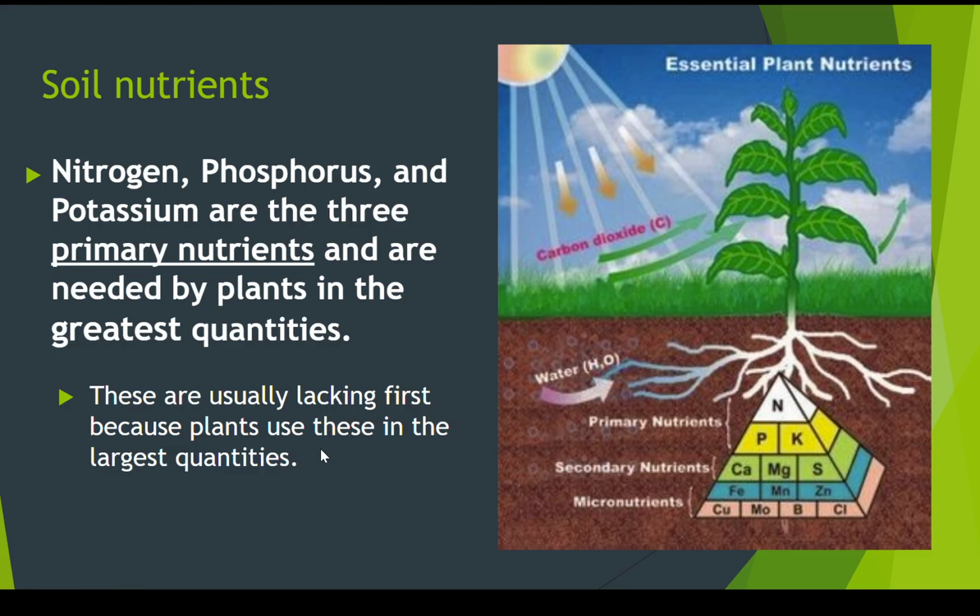Let's talk about those macronutrients. We've got nitrogen, phosphorus, and potassium. Nitrogen is that N on your diagram. Phosphorus is that P on your diagram. And potassium is K. These are all primary nutrients, and they're found on the periodic table like you learned in chemistry. We need these in the greatest amounts. And usually when we see a plant starting to turn yellow and brown, it's probably because they're missing these macronutrients.